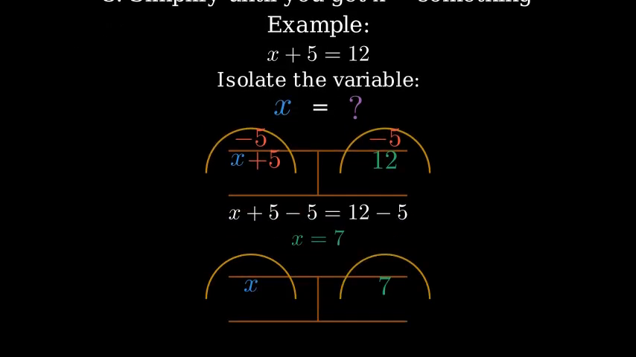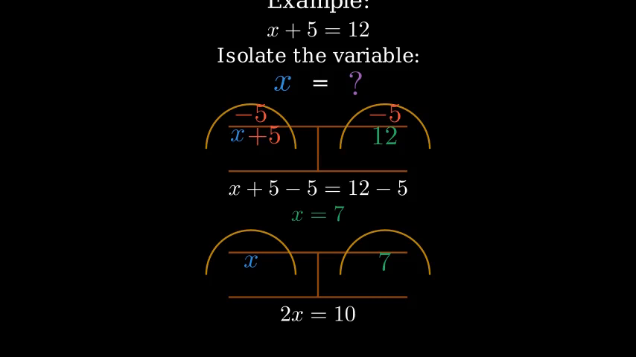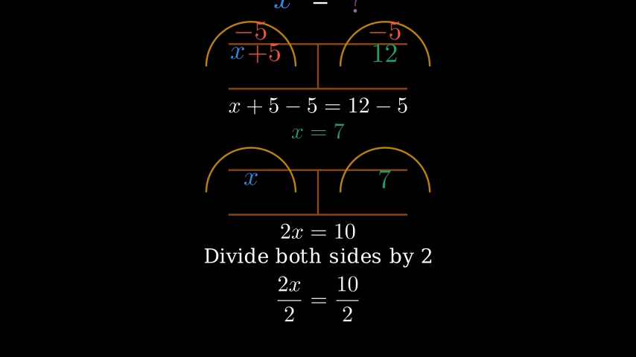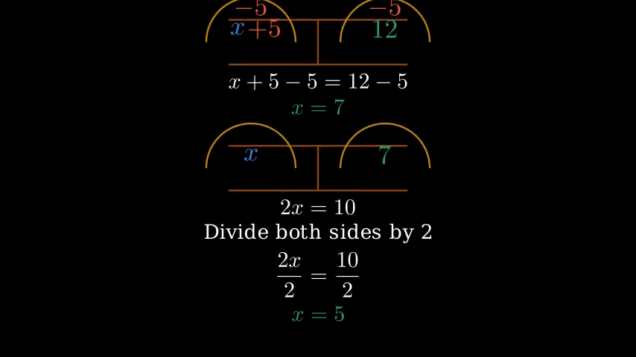Let's see another example. 2x equals 10. Since x is multiplied by 2, we need to divide both sides by 2. This gives us 2x divided by 2 equals 10 divided by 2. Simplifying, we get x equals 5.